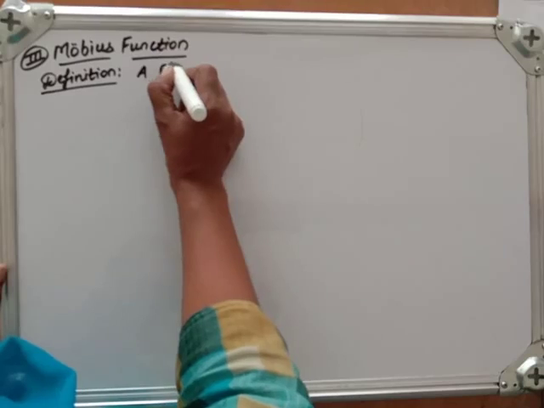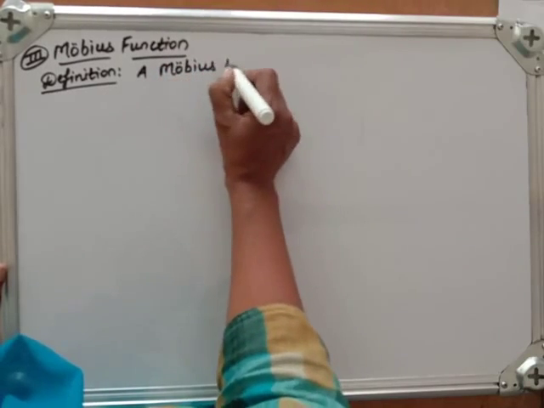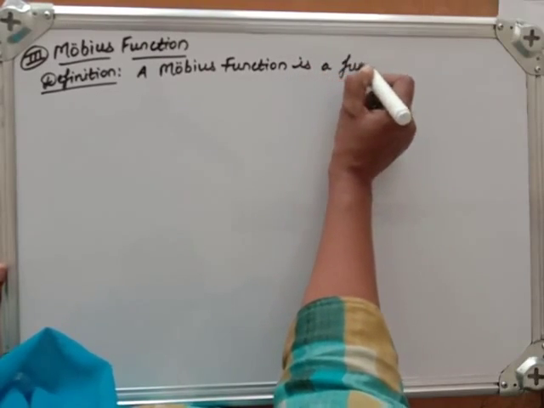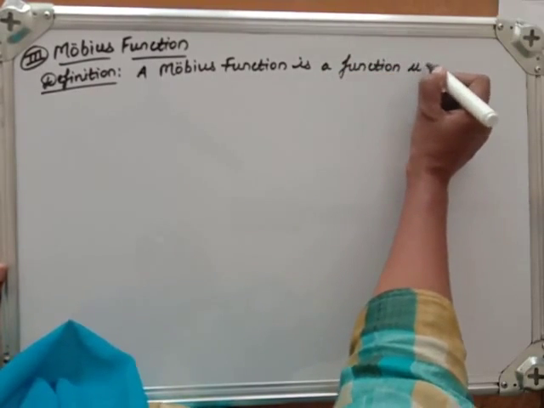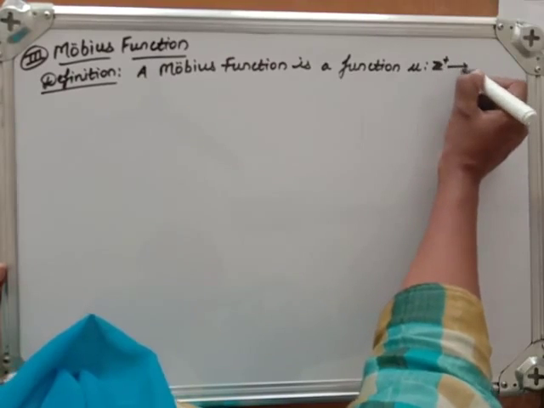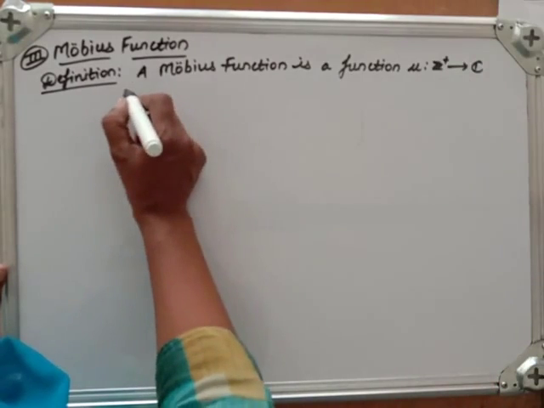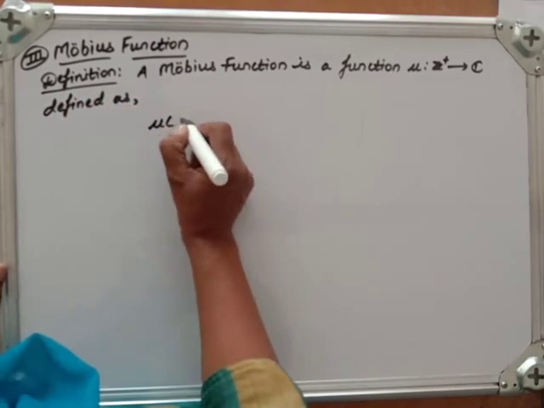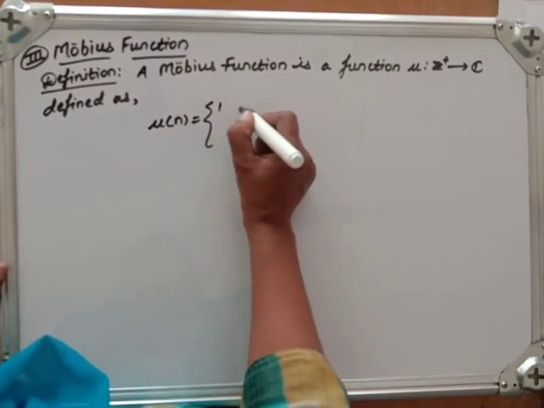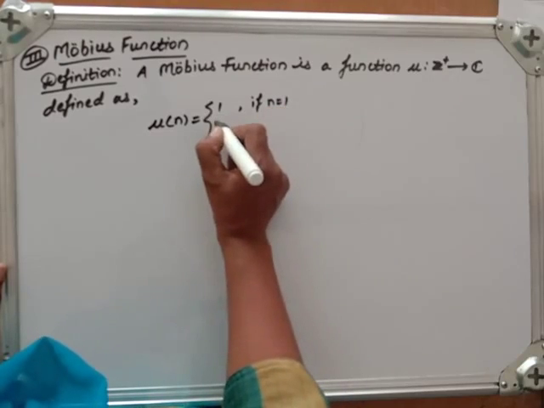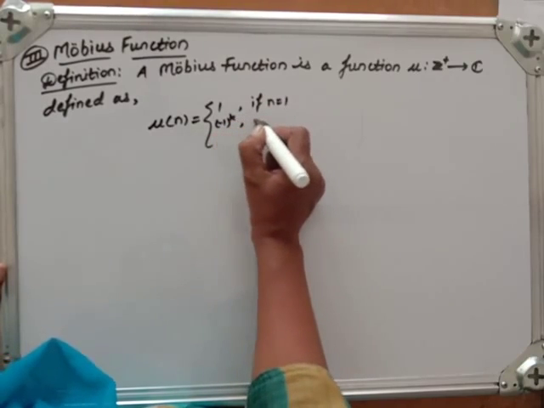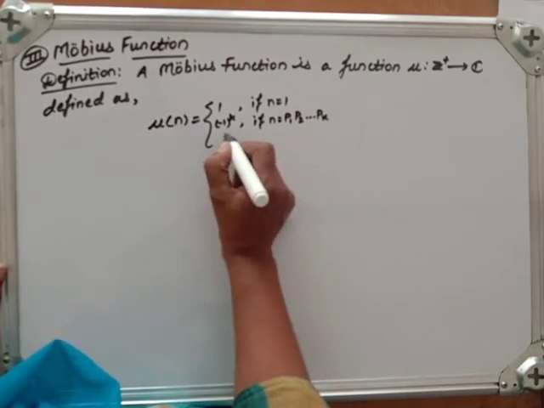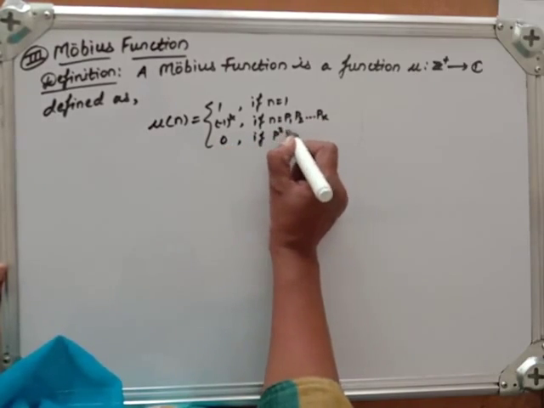A Mobius function is a function mu from Z plus to complex numbers, defined as mu of n is equal to 1 if n equal to 1, (-1) raised to k if n equal to p1, p2, and so on up to pk, and 0 if p square divides n.